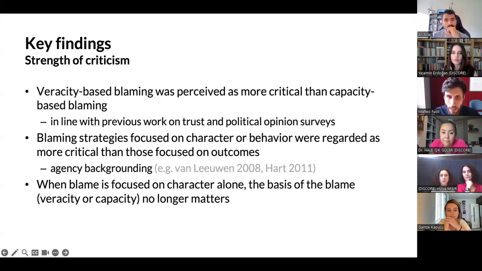essentially when, through, for instance, transitivity choices, agency is backgrounded, people tend to struggle a little bit more to see, or are prone to be less blameful towards, a particular social actor. This is a recurring theme in the CDA literature, going back to early work in the late 80s in critical linguistics. Another thing that we observed is that when blame is focused on character alone, the basis of the blame no longer matters.